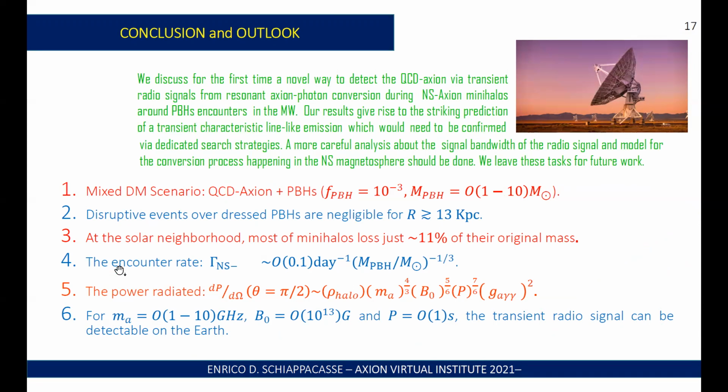Things to remember: the encounter rate between dressed primordial black holes and minihalos is between 0.1 and 0.01 per day, which is an acceptable number. And also the power radiated is proportional to the axion minihalo density and the axion mass, and depends also on typical neutron star parameters: a spin period of the order of 1 second, a magnetic field at the poles of the order of 10^13 Gauss, and an axion mass ranging from 1 to 10 gigahertz.